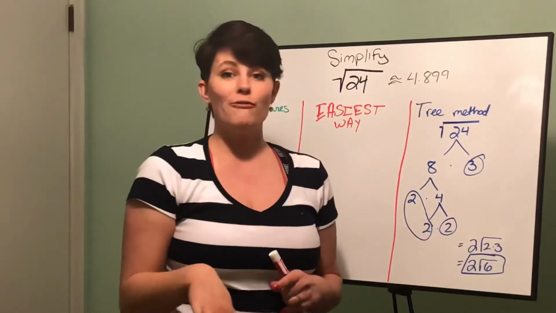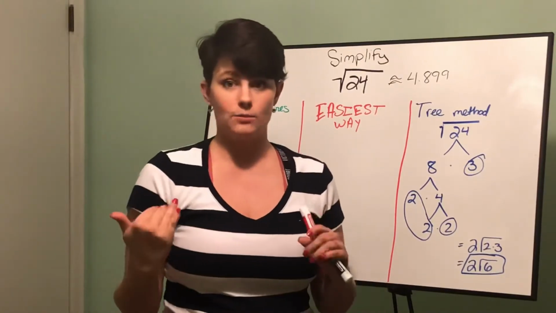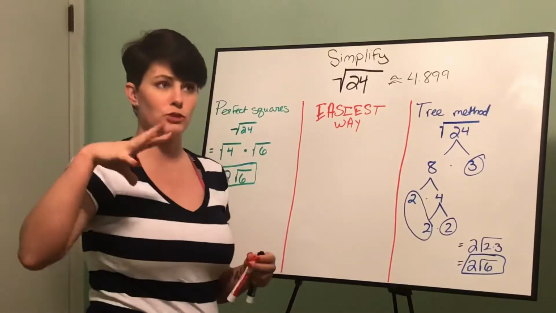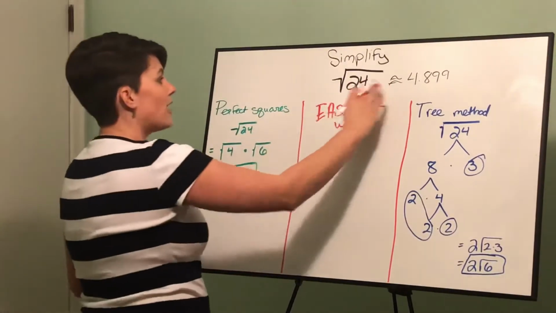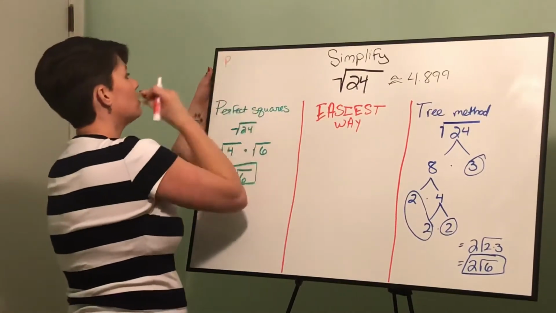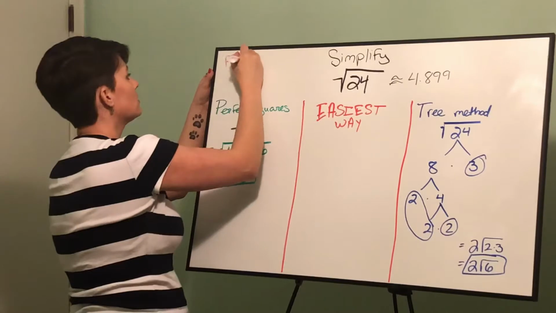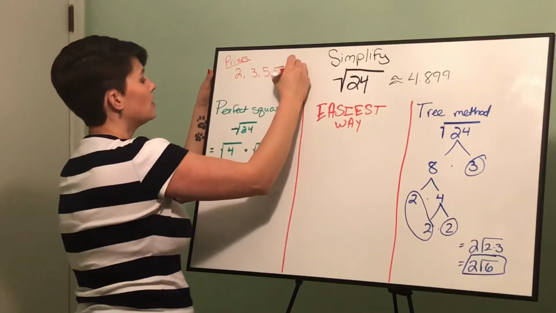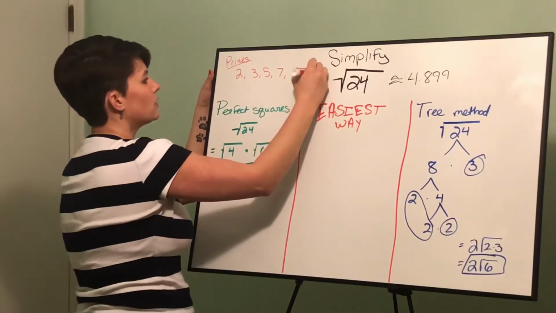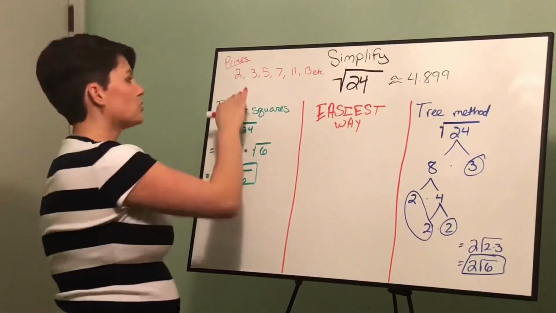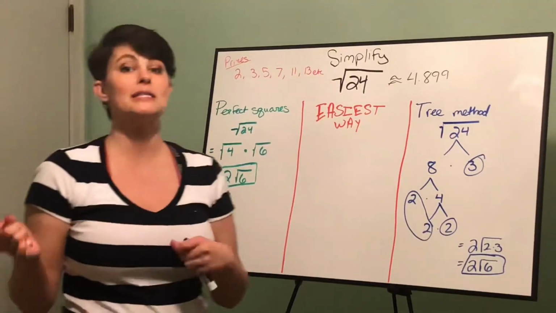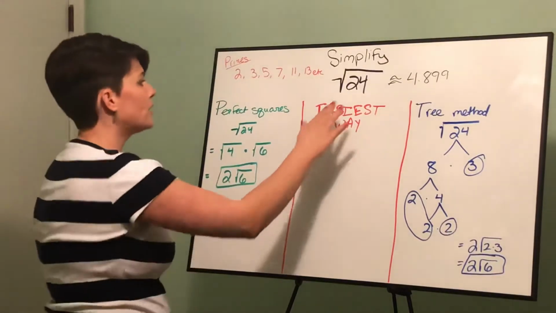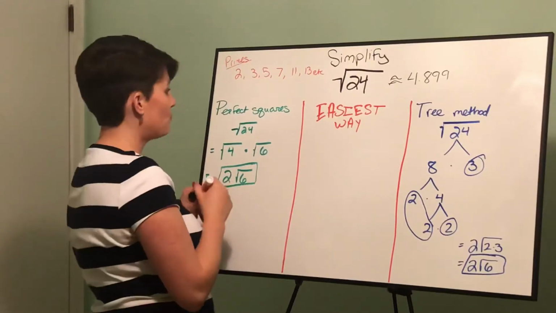Or you could do the way that I found is the easiest way to simplify a radical, and that's by dividing out primes, but not with a tree method. It's more of a straightforward fashion. So let's divide 24 by primes, and you might hopefully remember that primes are things like 2, 3, 5, 7, 11, 13, and it really goes on forever, but those are the first primes. Now remember, a prime is a number that can only be divided by itself, or 1. And so what we're going to do is we're going to divide 24 by primes.